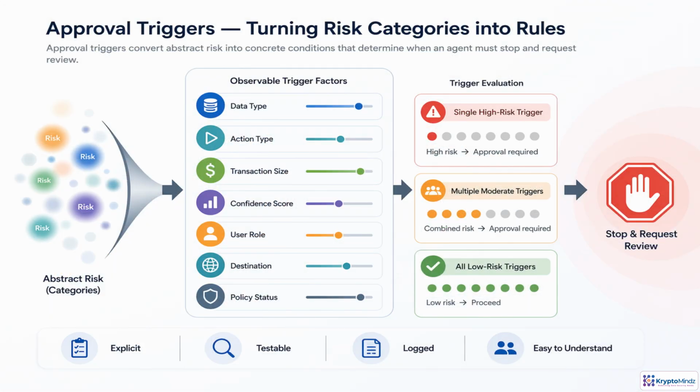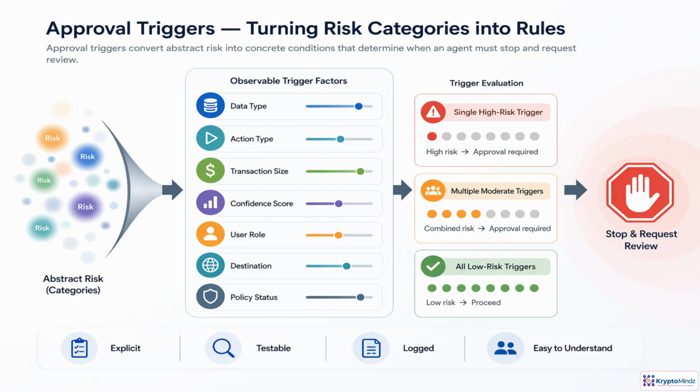Approval triggers are where risk governance becomes operational. Instead of simply labeling an action as sensitive, define the observable facts that make it sensitive: the data involved, the action being taken, the dollar amount, confidence level, user role, destination, and current policy status. The agent checks these signals before acting.